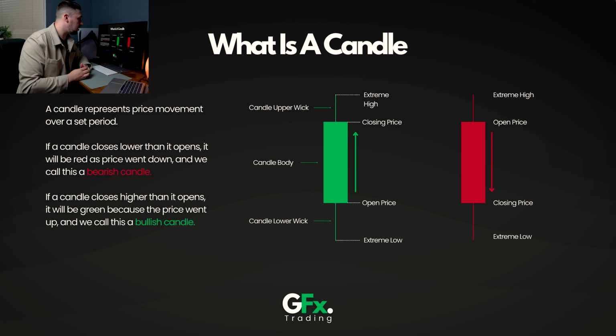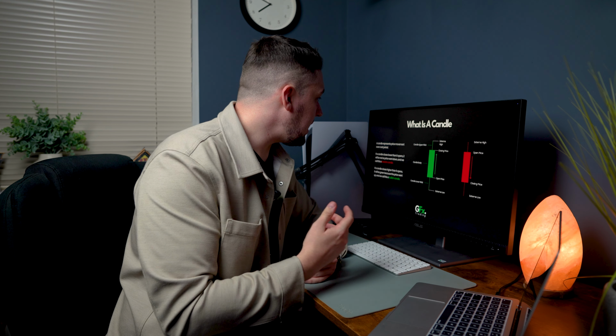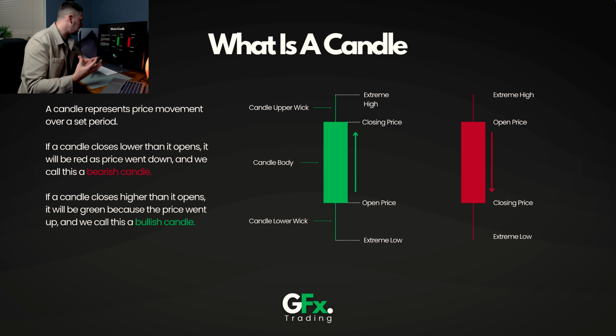We don't look at price through straight lines. We look at something called candles. But basically, a candle represents price movement over a set period. If a candle closes lower than it opens, the candle will then be red. So that means price went down. And we call this a bearish candle.